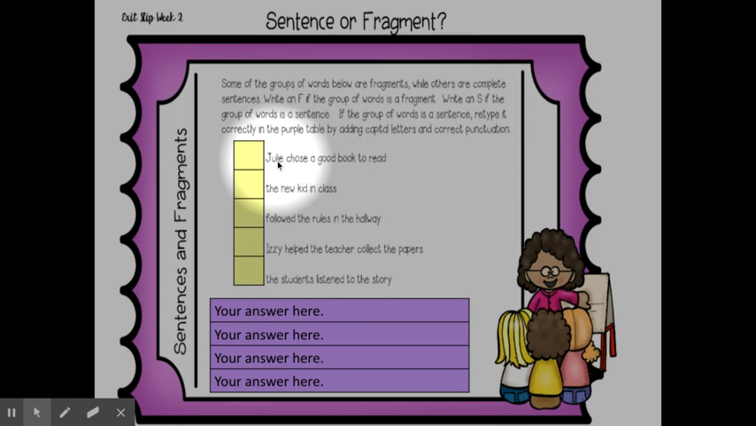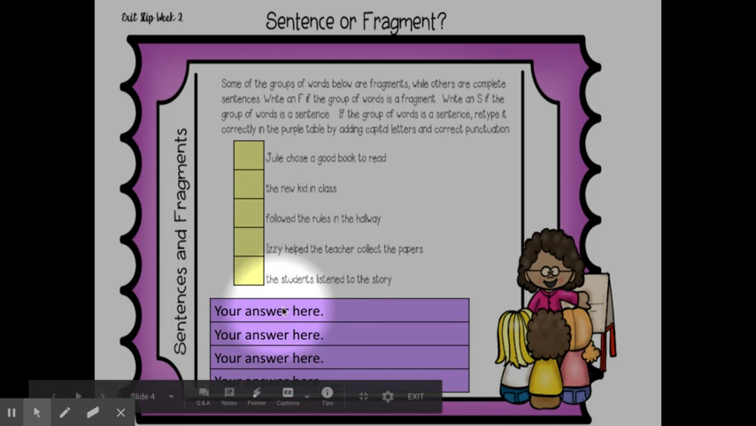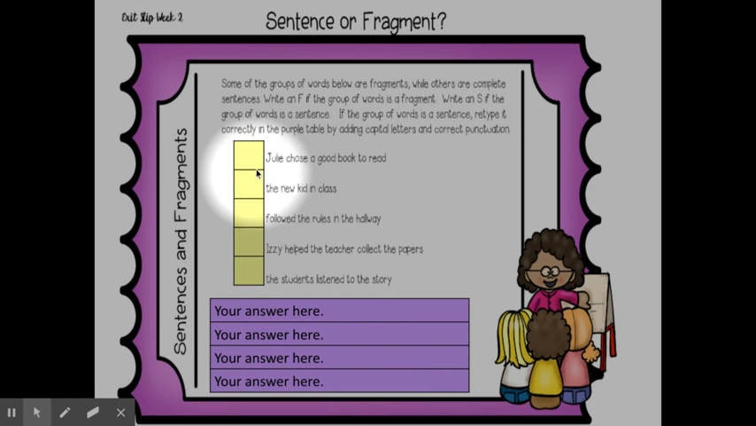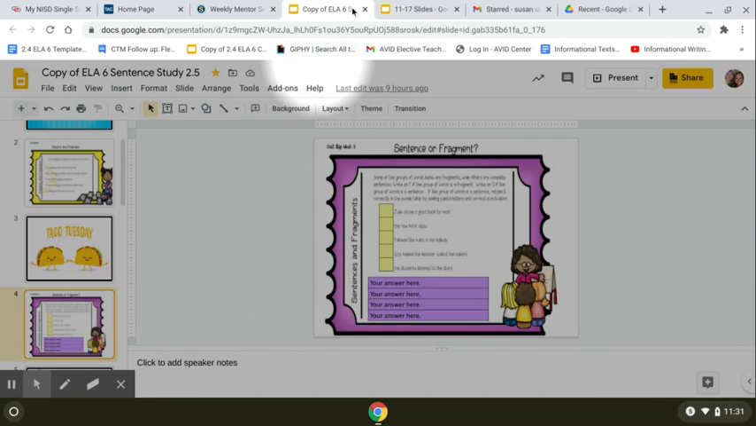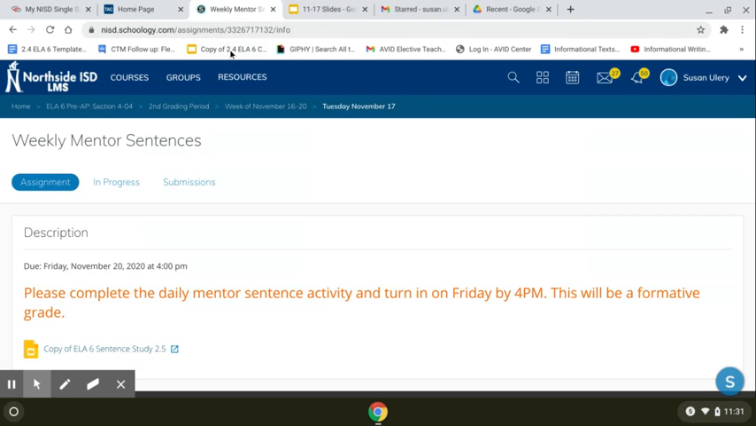So, for example, Julie chose a good book to read. There may be something missing there. So, if you think there is, you're going to retype it down here. So, again, put an S for sentence or an F for fragment. So, that's Taco Tuesday, sentence or fragment, mentor, sentence practice.